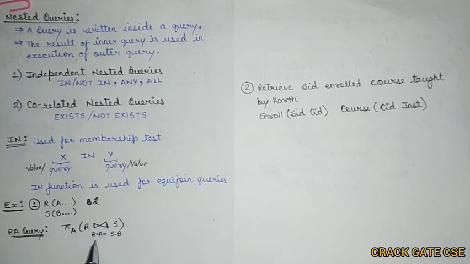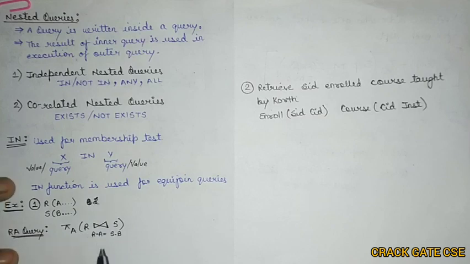That means the value which is in A also has to be in B. We will project those A values over here. But see, this is an equijoin. So what I told you is that the IN function is used for equijoin queries. That means we can write an equivalent SQL query for this particular relational algebra query using the IN operation.